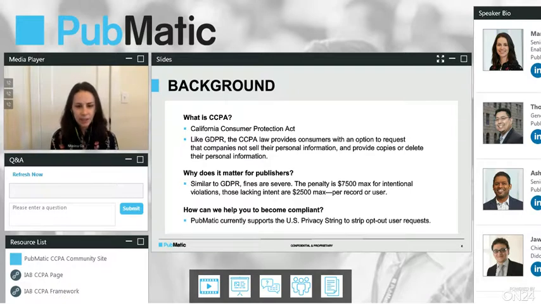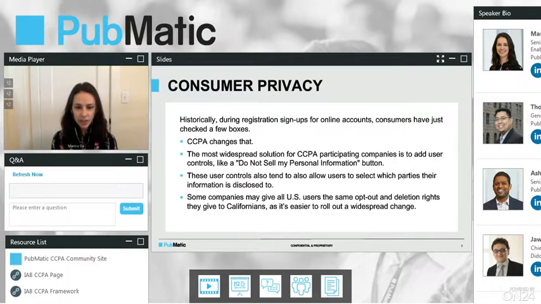Taking a step back and thinking about consumer privacy broadly and how this plays into that. Historically, during registration signups for any online account, a consumer just had to check a few boxes and leave it at that. And CCPA changes that flow. The most widespread solution we've seen for CCPA participating companies is to add user controls in that registration sign up. They may have something like a do not sell my personal information button. These user controls also tend to allow users to select which parties their information is actually disclosed to. Now, some companies may give all U.S. users the same opt-out and deletion rights they give to Californians, simply because that's easier to control and set up on their side, as opposed to trying to identify only Californian residents.